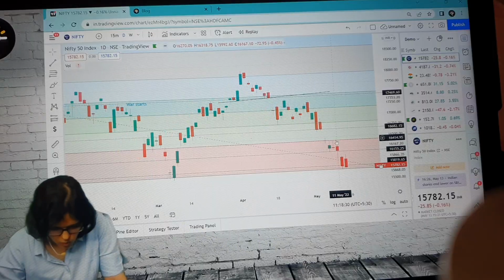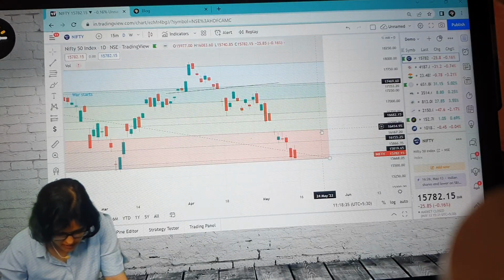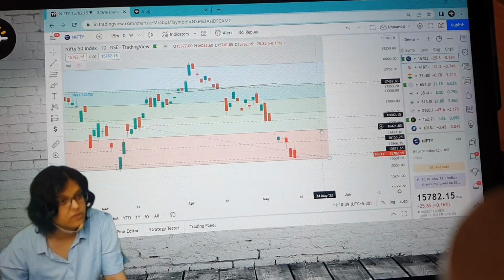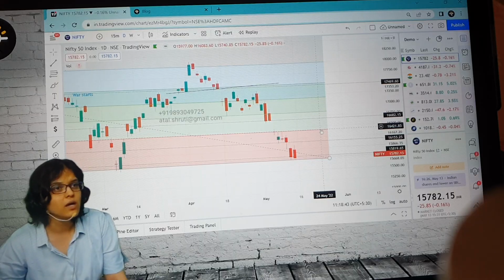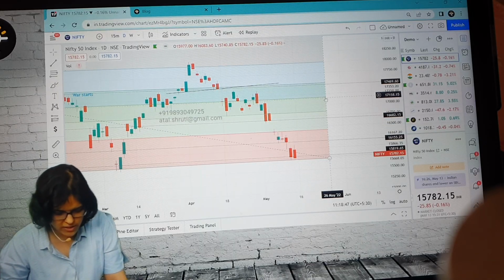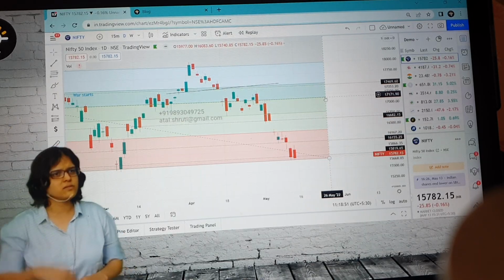This is the latest one. So what can happen is that from here if it bounces back, this can be the first level, 16,400 something. If it goes higher, this is as per Fibonacci, 16,800 something. Goes higher, 17,100. So this gives you automatic resistances.